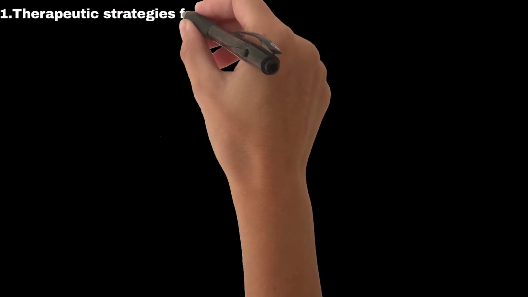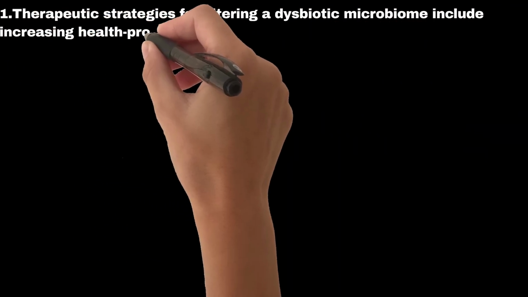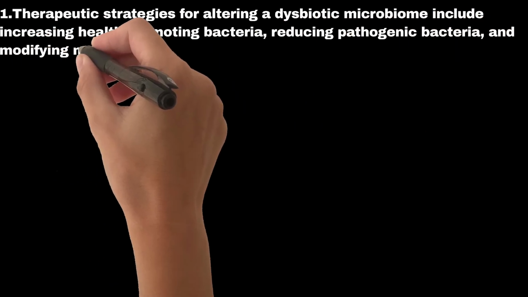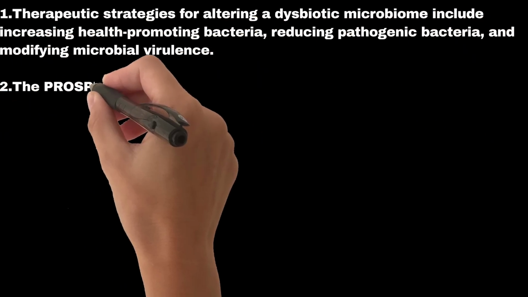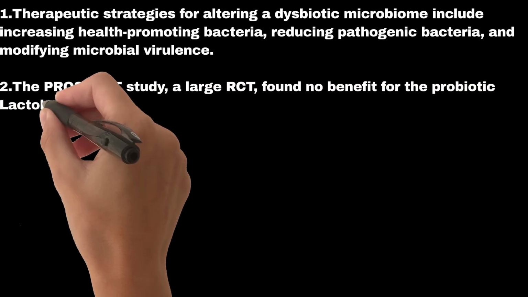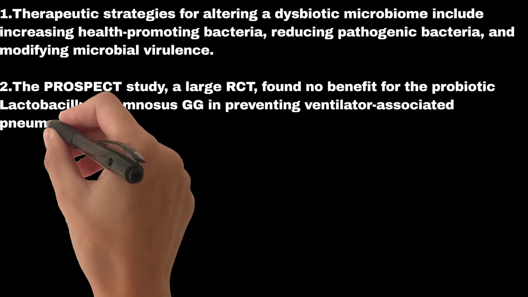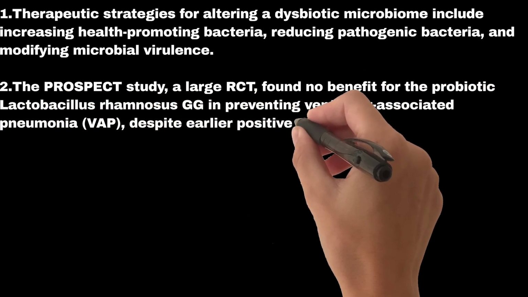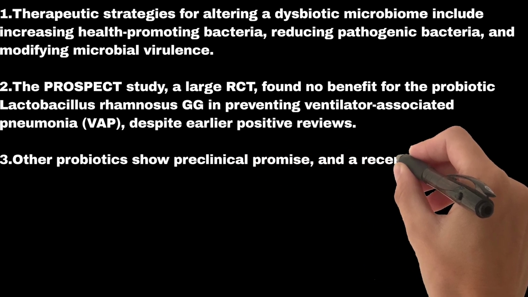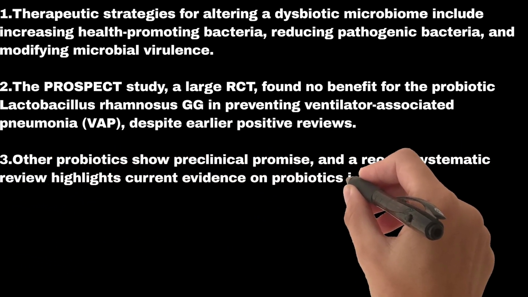Therapeutic strategies for altering a dysbiotic microbiome include increasing health-promoting bacteria, reducing pathogenic bacteria, and modifying microbial virulence. The PROSPECT study, a large RCT, found no benefit for the probiotic Lactobacillus rhamnosus GG in preventing ventilator-associated pneumonia, VAP, despite earlier positive reviews. Other probiotics show preclinical promise, and a recent systematic review highlights current evidence on probiotics in ICU settings.